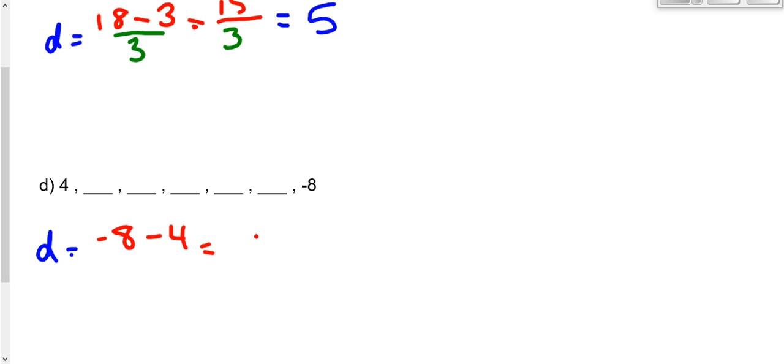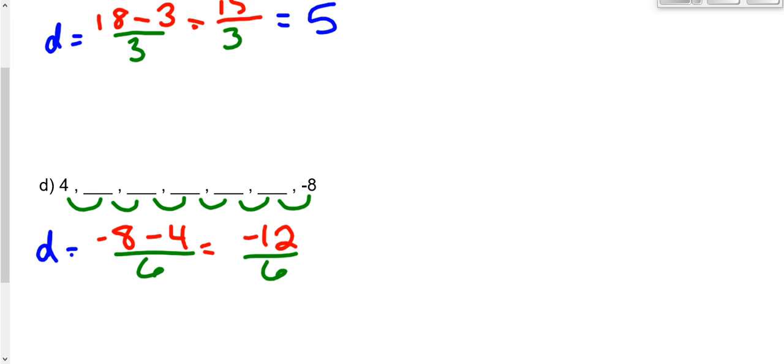So that numerator would be negative 12. And then we have to find the total jumps it took to get there. So 1, 2, 3, 4, 5, 6 jumps. So we're going to be dividing by 6. So in this case, my common difference is negative 12 over 6. So we must have subtracted 2 each time we moved. So all I have to do to fill in my missing terms is just subtract 2 in each jump.